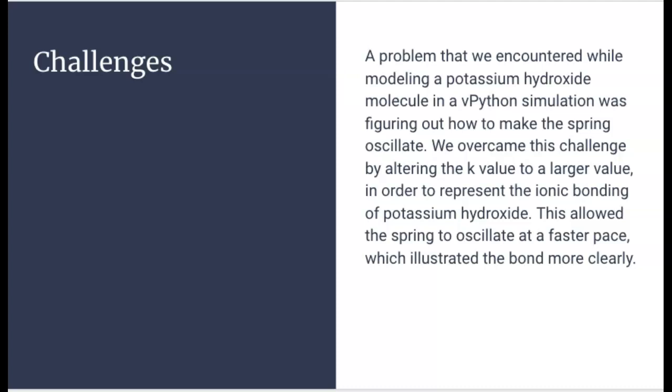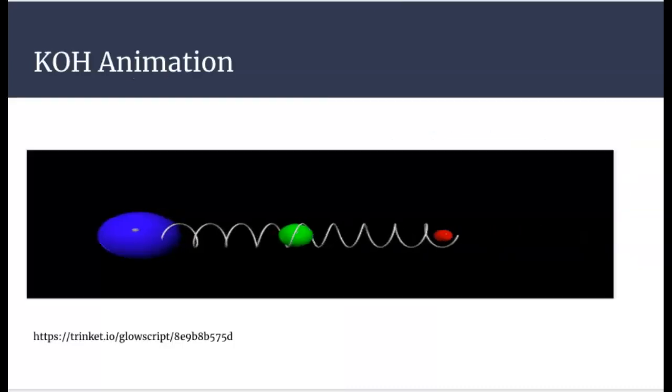A problem that we encountered while modeling the potassium hydroxide molecule was figuring out how to make the spring oscillate. We overcame this challenge by altering the K value to a larger value in order to represent the ionic bonding of potassium hydroxide. This allowed the spring to oscillate at a faster pace, which illustrated the bond more clearly.